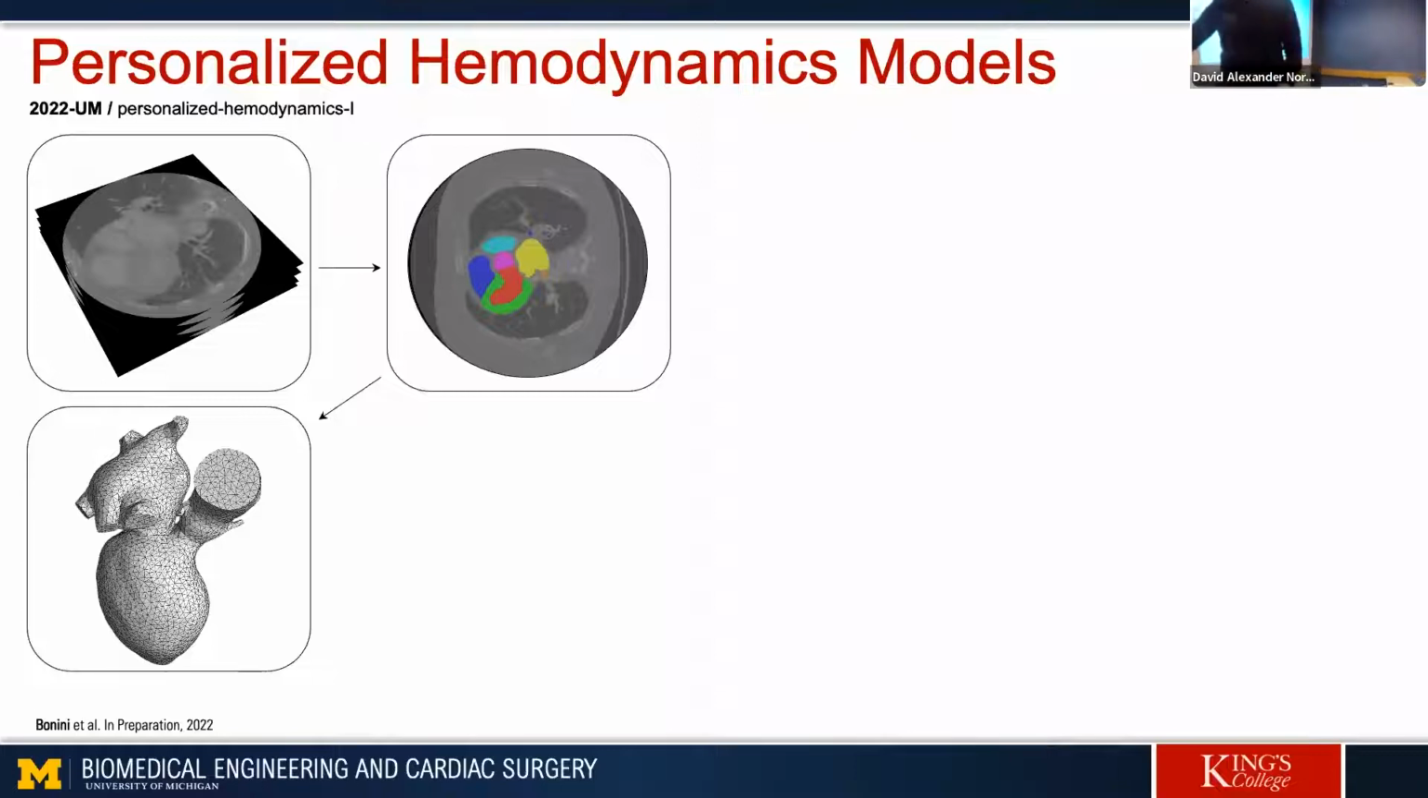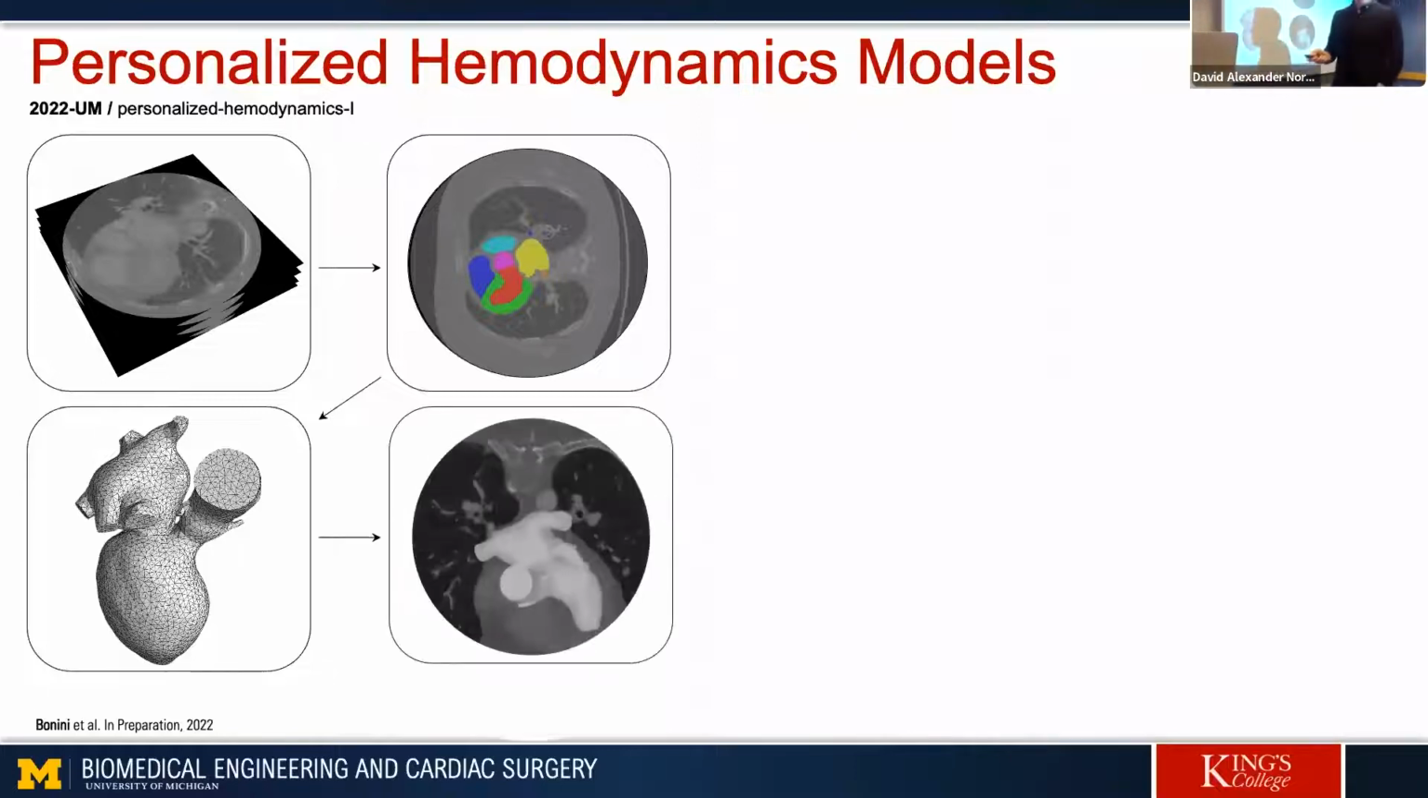And then what we use is image tracking to basically take these segmentations over time and morph this mesh to match what you see in the images, right? So then we have a moving domain that moves exactly like the heart from the images. And then we can start to look at solving blood flow through that.